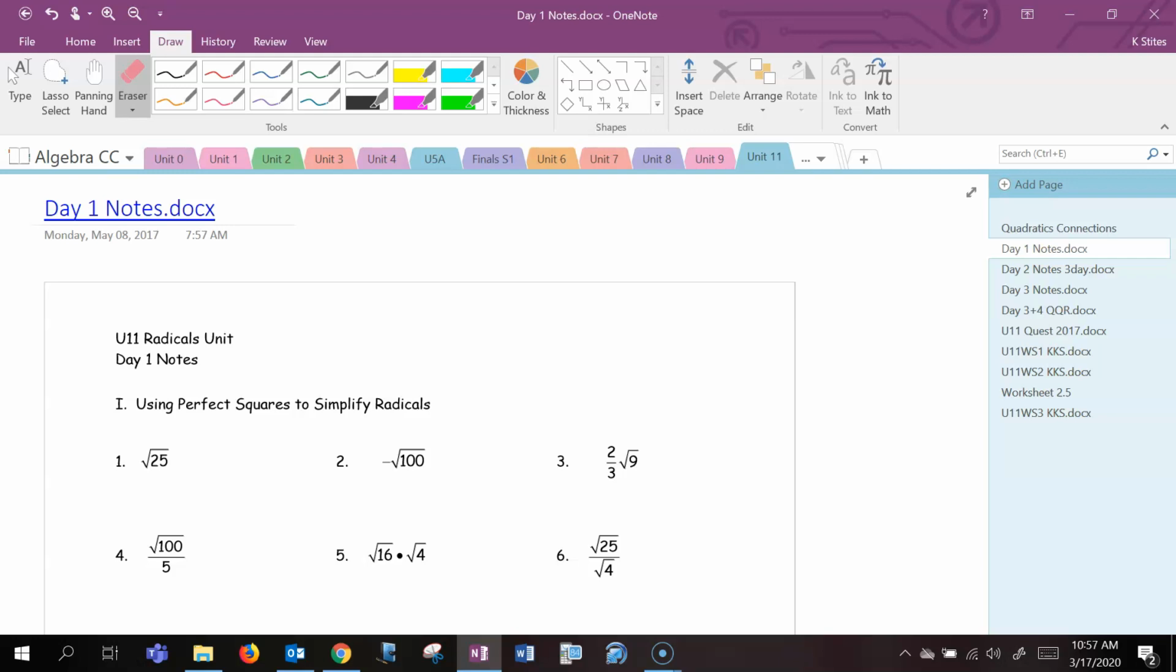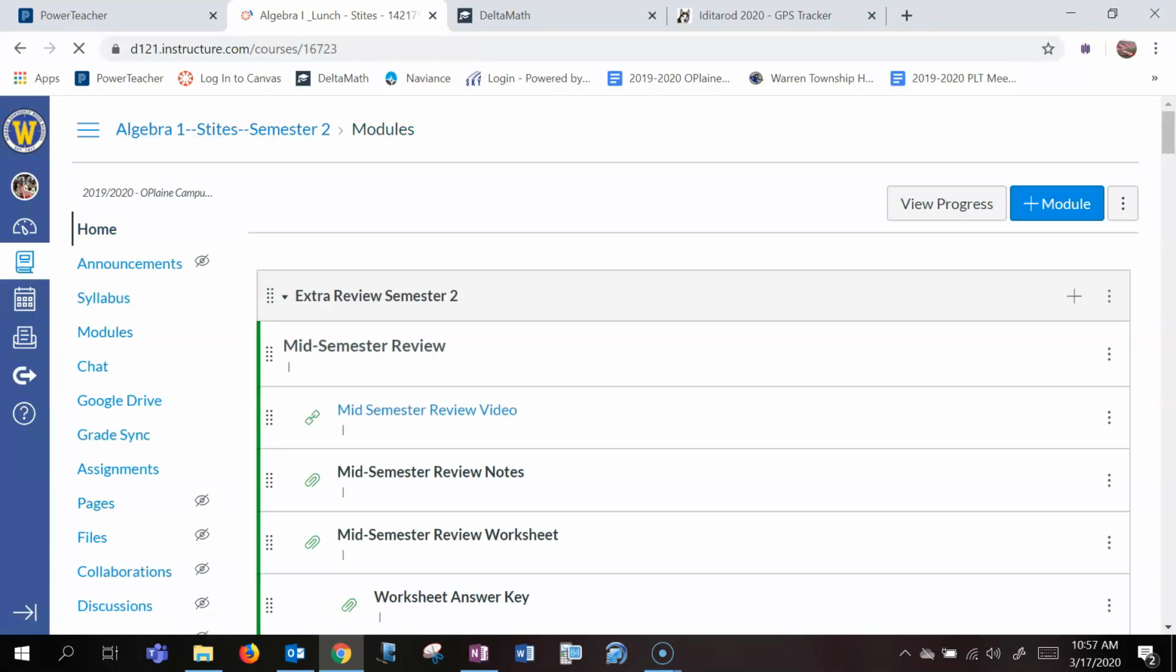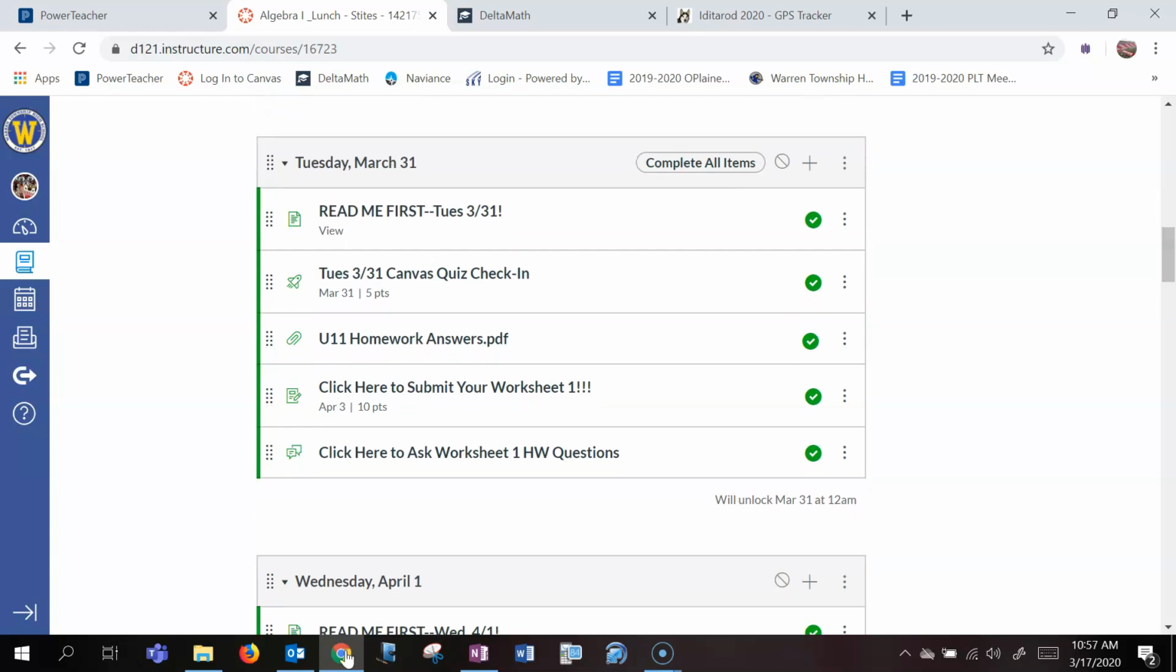And then you're going to submit your homework through the assignment tab on Canvas. I can show you where that is right now. Hold that thought. So your page should look something like this. You're going to take your Canvas quiz check-in after this video, then you're going to do your homework, make sure you check your answers, and then click here to submit your worksheet. If you have any questions on worksheet 1, you can click on here, this is a discussion tab, you can let me know if you have any questions. But of course you can also email me or Canvas message me. I will be on my computer all day, so I'm just an email or message away. All right, let's go ahead and get started on our video.